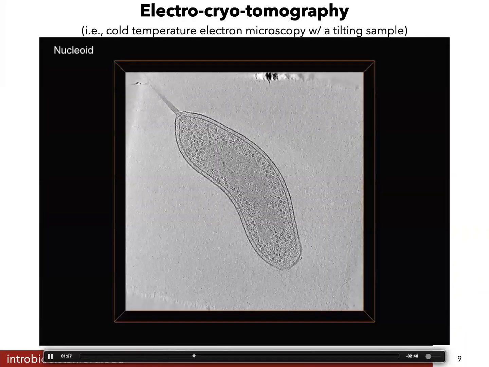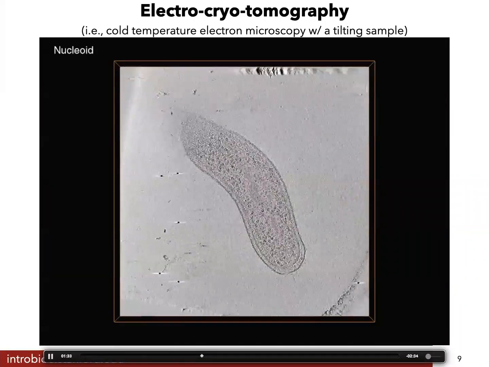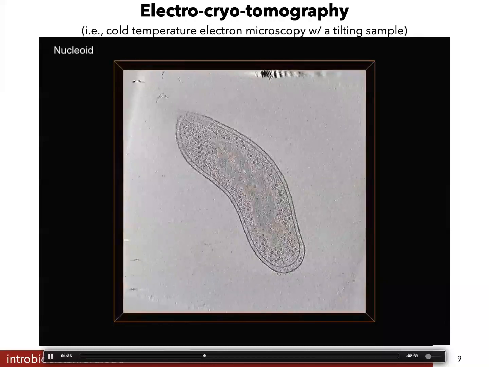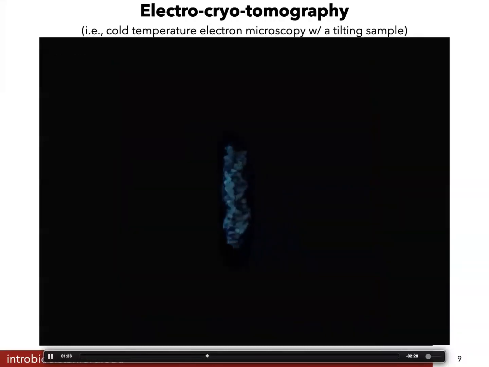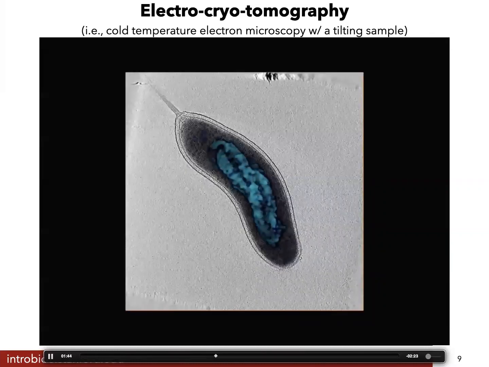The nucleoid, as a bacteria, you're not going to have a nucleus, but you're going to have a region where the chromosome is condensed or localized. That's the DNA, in other words, and you can begin to say, well, what does that look like? Where's that? And here they're highlighting that and using the computer to identify that.